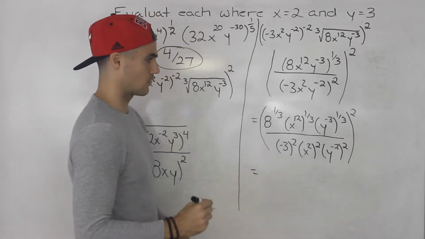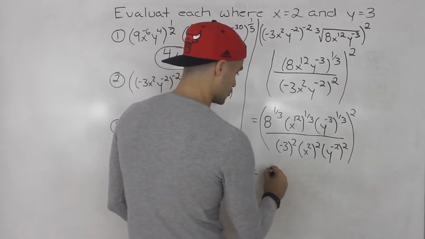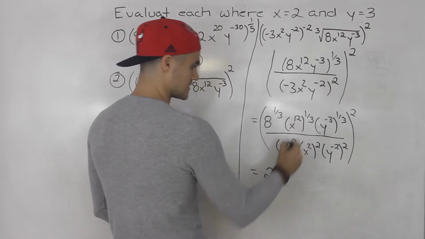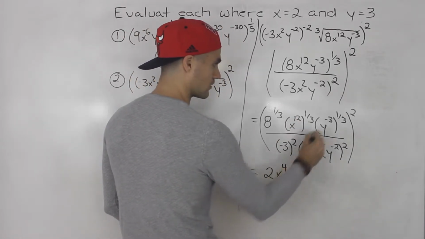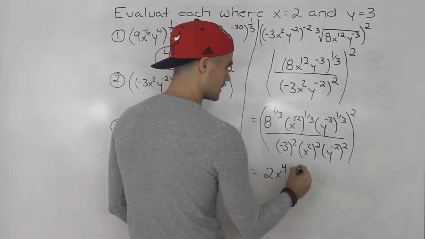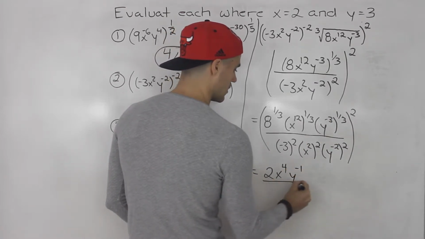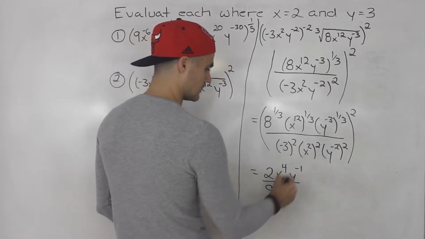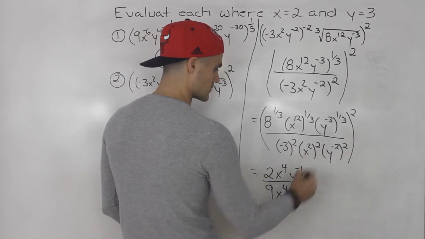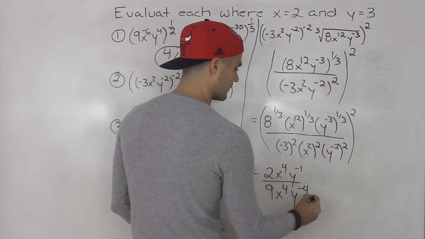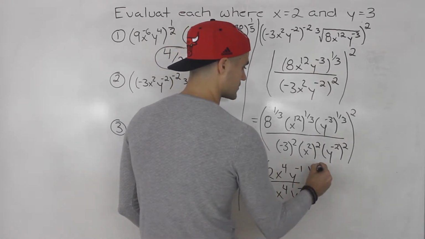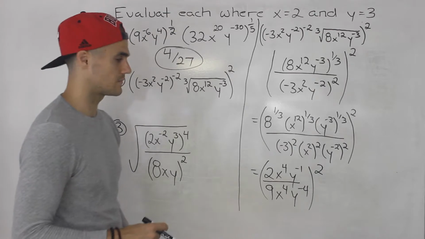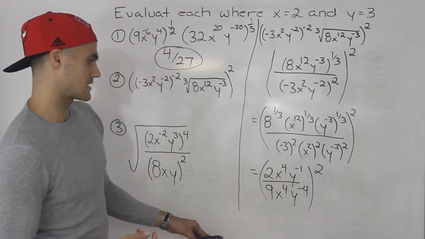Now this 8 to the power of 1 over 3, that's going to be 2. This here would be x^4. This here would be y^-1. All over negative 3 squared is 9. This would be x^4, and this would be y^-4. And this is going to be all to the power of 2 still. Then from here, let's try to simplify.